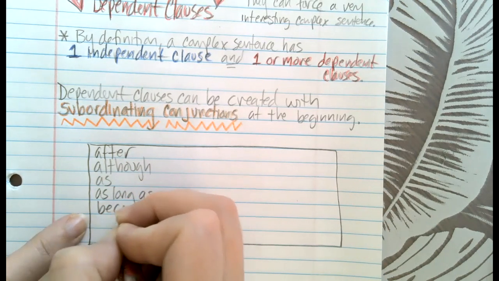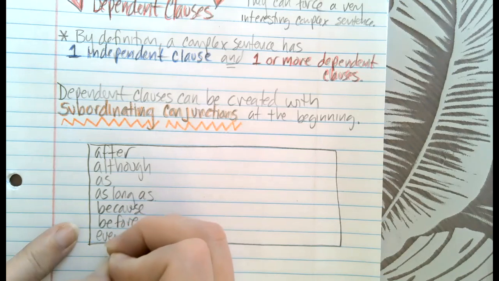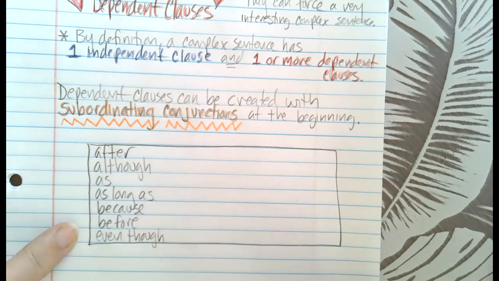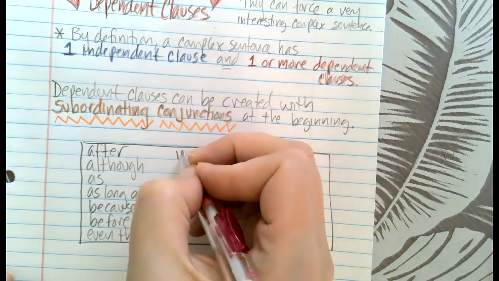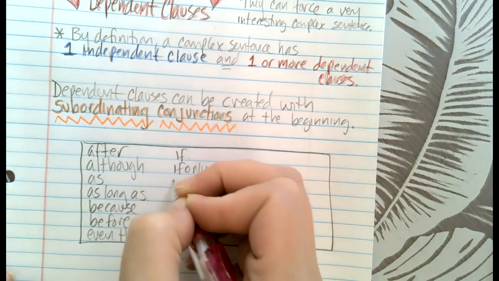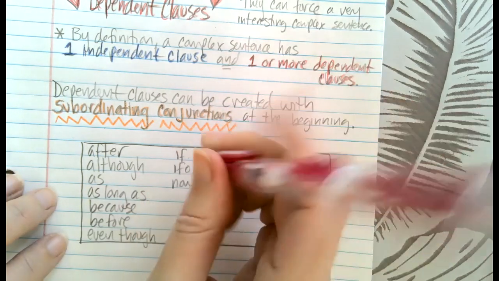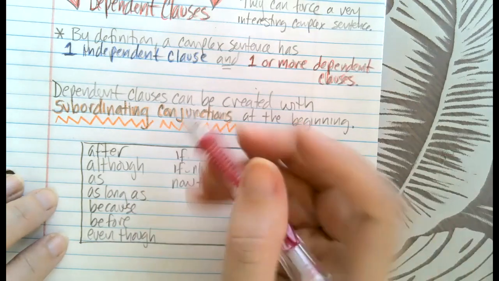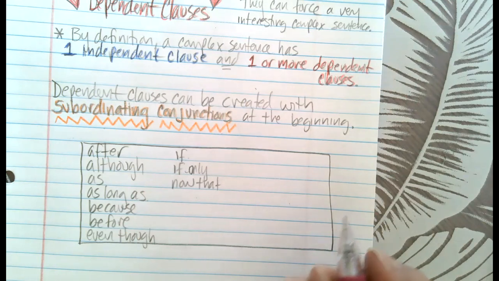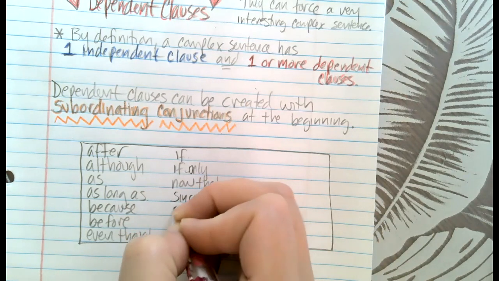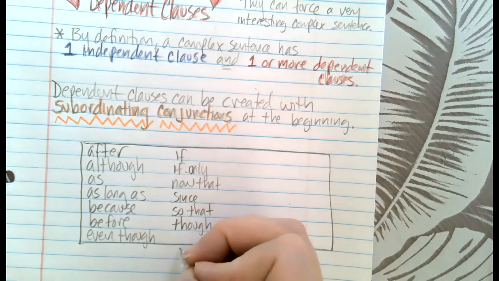Because, before, even though, which is 1. Okay, the next column, start right here. If only, now that. Just saw that my if only looks like 1 word, but it's not. Okay. Since, so that, though. Unless.